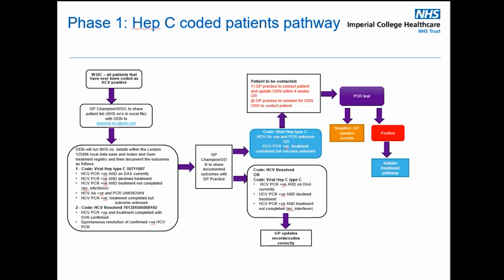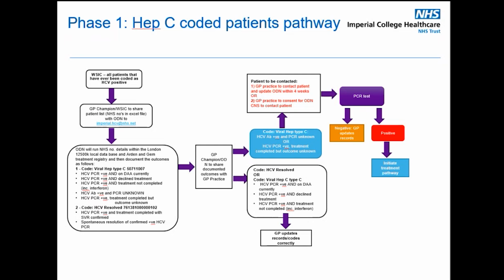So they checked it against the local database for if that patient had ever been treated for hepatitis C, but they also checked it in the Arden and GEM treatment registry as well. So they were looking at it in lots of different areas to see if we can find out the outcome for those patients. So we made a decision to have the codes of you have viral hepatitis C still, or your hepatitis C is resolved. And then the Operational Delivery Network sent the information back to the GP against each of those patients to say hepatitis C is now resolved or they need further testing.